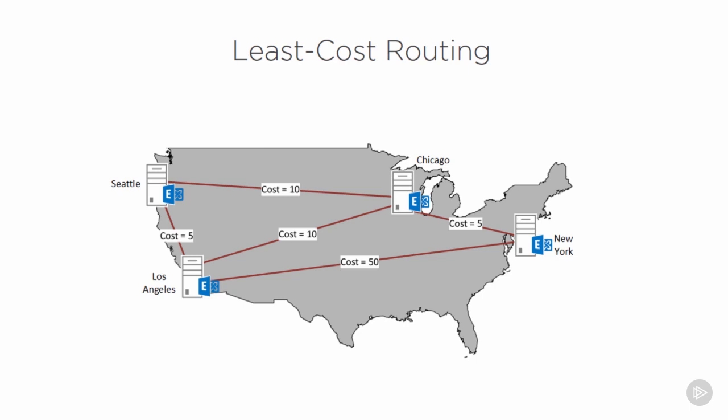The first, if there's an outage in New York, Exchange will try to send the message to the nearest site where it can be queued until the New York server is online again. This is referred to as queuing to the point of failure. So in this example, the message will be sent to Chicago and queued there. It won't stay in Los Angeles in a queue on the Los Angeles server.